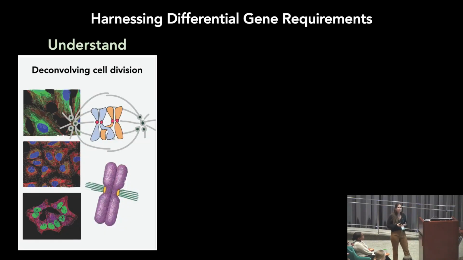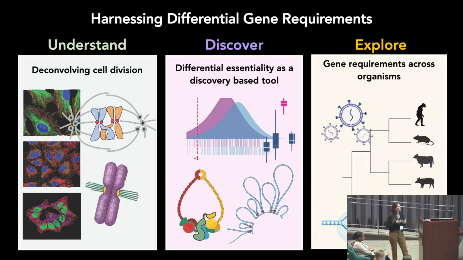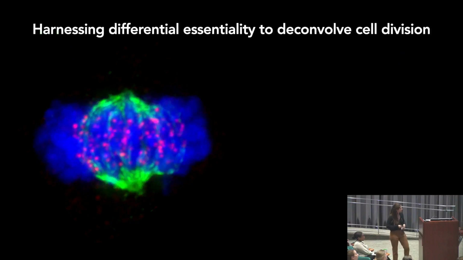For my short time with you today, I want to highlight just three key areas that my research focuses on, which use differential gene requirements as a way to better understand cell division: how we can use it to define difficult-to-study proteins, how we can use it to discover new protein players in chromosome biology, and finally, some of my more recent work, which seeks to understand how gene requirements change across organisms.